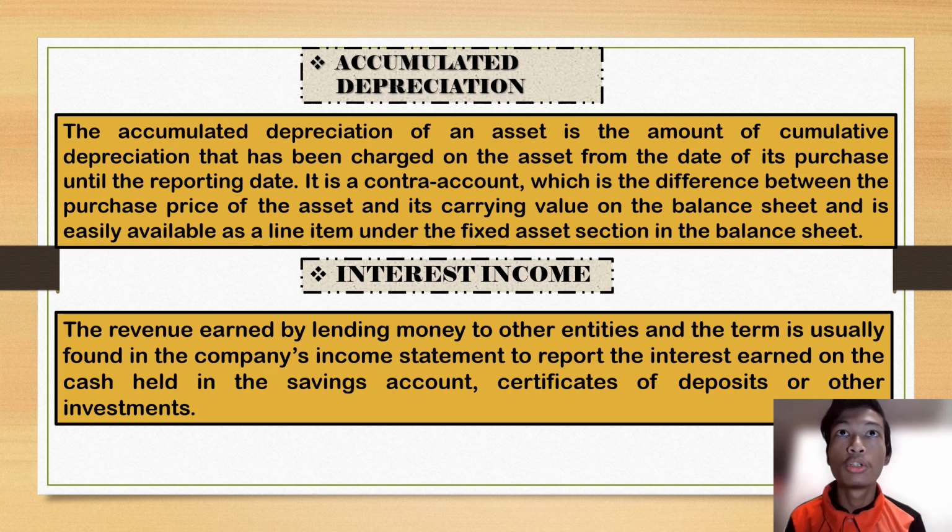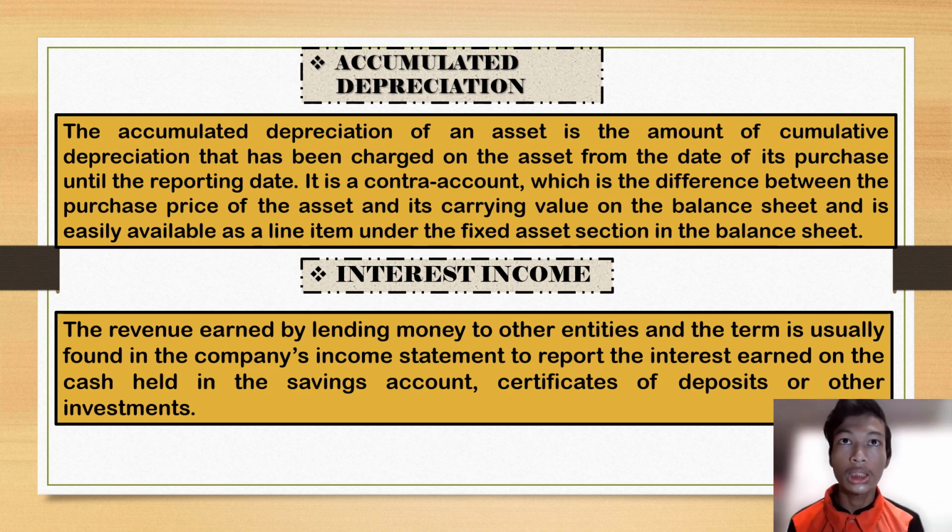Third is accumulated depreciation. The accumulated depreciation of an asset is the amount of cumulative depreciation that has been charged on the asset from the date of its purchase until the reporting date. It is a contra account, which is the difference between the purchase price of the asset and its carrying value on the balance sheet, and is easily available as a line item under the fixed asset section in the balance sheet.